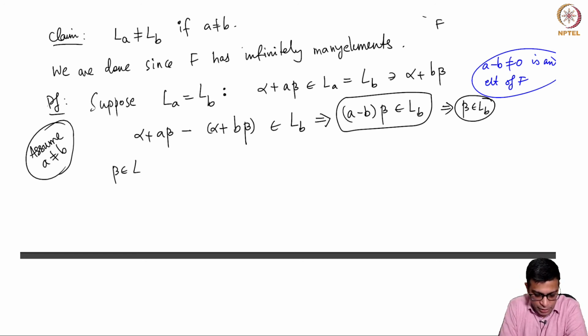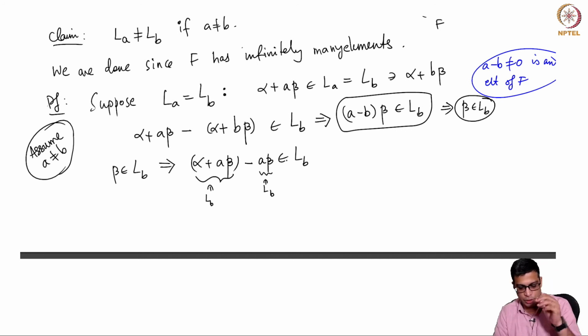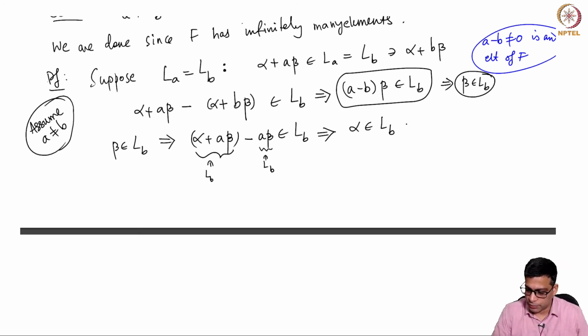So if beta is in L_b, this means alpha plus a beta, which is in L_b of course, minus a beta is in L_b, right? Because this is in L_b and this is in L_b. Alpha plus a beta is in L_b by hypothesis, and a beta is in L_b, because a is also in L_b. So a is an element of F, so it is certainly in L_b. So this difference is in L_b, that means alpha is in L_b. That means both alpha and beta are in L_b.